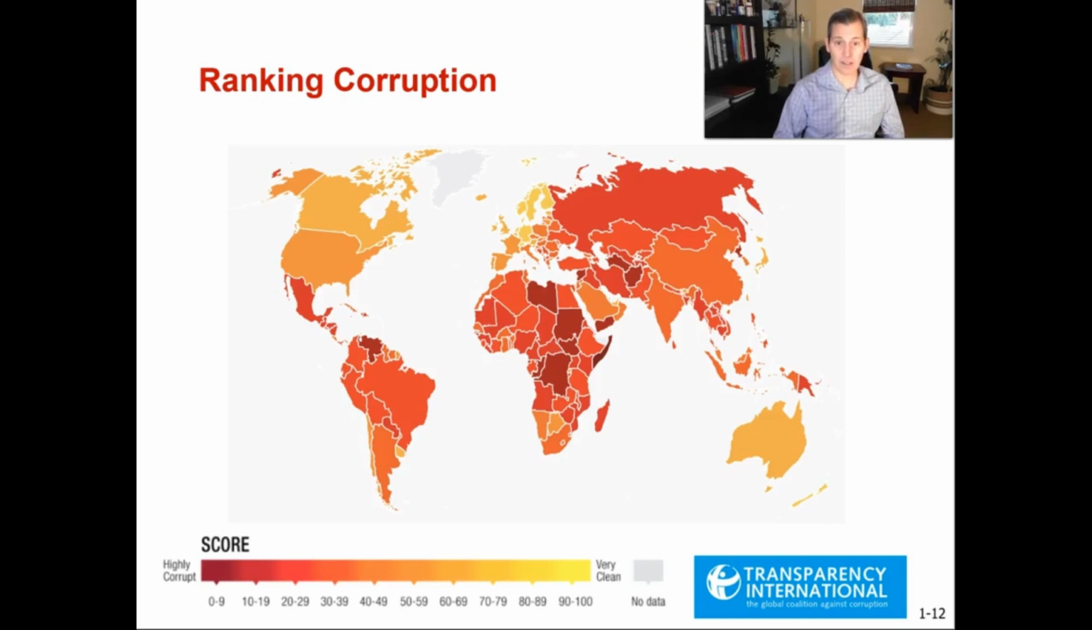It changes every year. I think last year North Korea had the worst corruption score, and this is not me, Brent. I didn't make up these rankings, so don't get mad at me for pointing this out. This is Transparency International. You can see that South Africa, Russia, there's a lot of red there. America's kind of orangish.